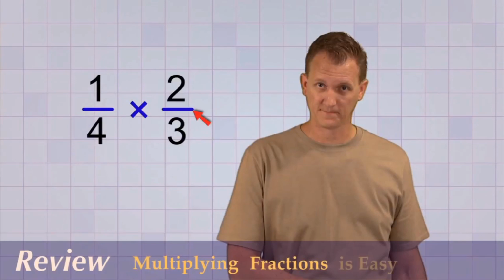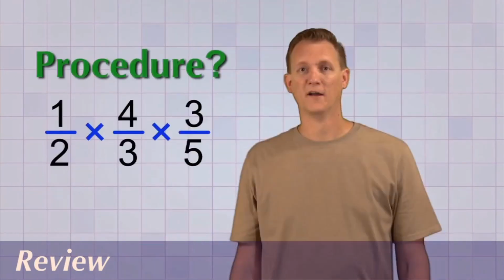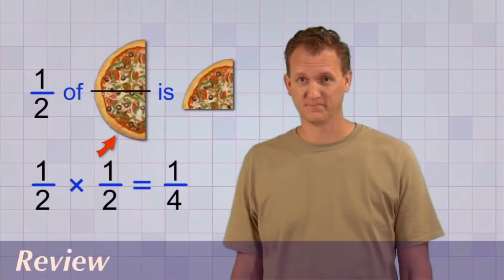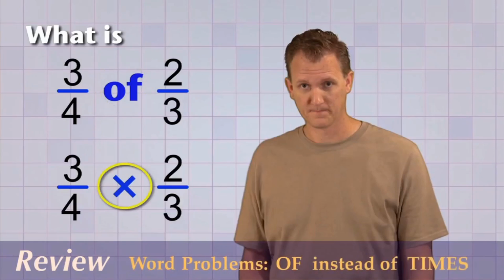Multiplying fractions is even easier than adding fractions. It's easy because order of operations says that we can do the multiplication before the division. The procedure for multiplying fractions is to multiply the top numbers to get the answer's top, and multiply the bottom numbers to get the answer's bottom number. If you think of fractions as parts of something, then multiplying a fraction by another fraction is the same as taking a part of a part. And sometimes, especially in word problems, you might see the word of instead of the word times.